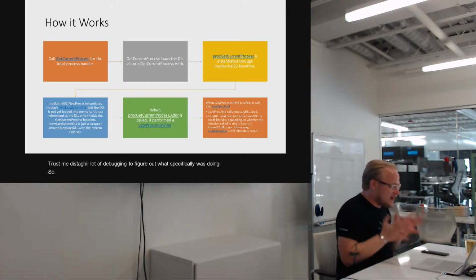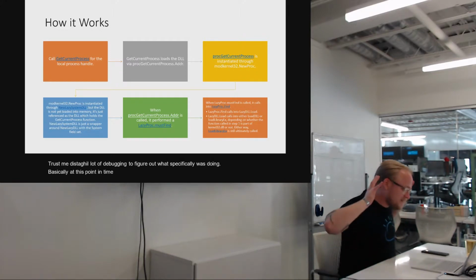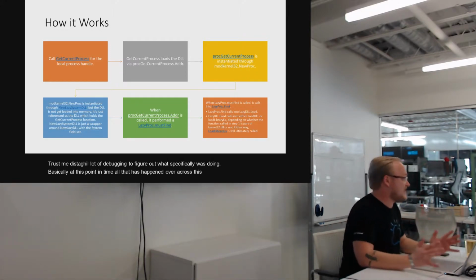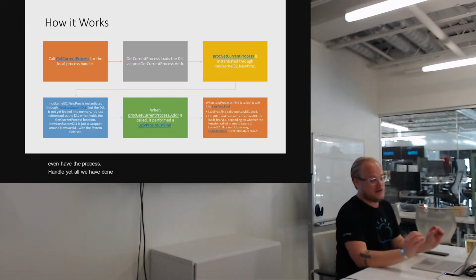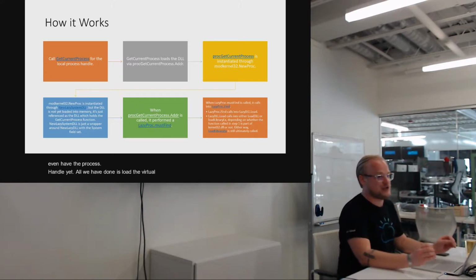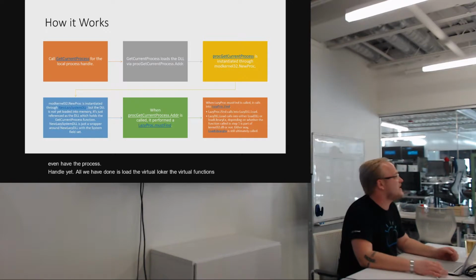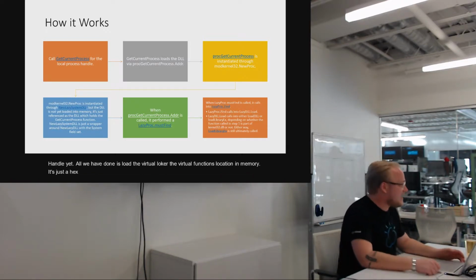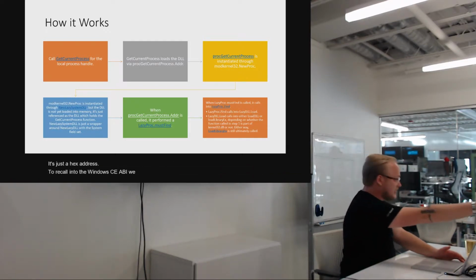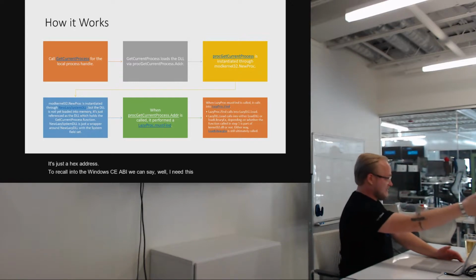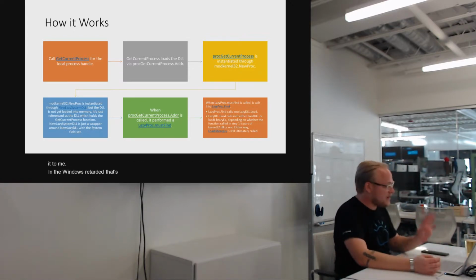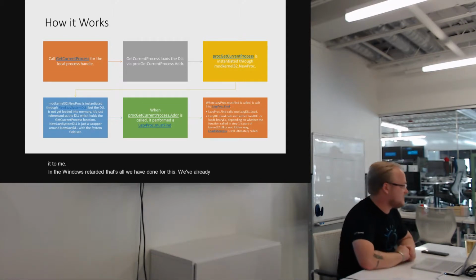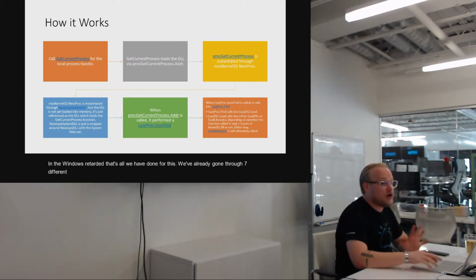Basically, at this point, across this whole slide, we don't even have the process handle yet. All we have done is load the virtual function's location in memory. It's just a hex address. So when we call into the Windows C ABI, we can say, I need this function at this address, give it to me, and then Windows will return it. That's all we have done, and we've already gone through like 7 different steps. We haven't even called anything yet.